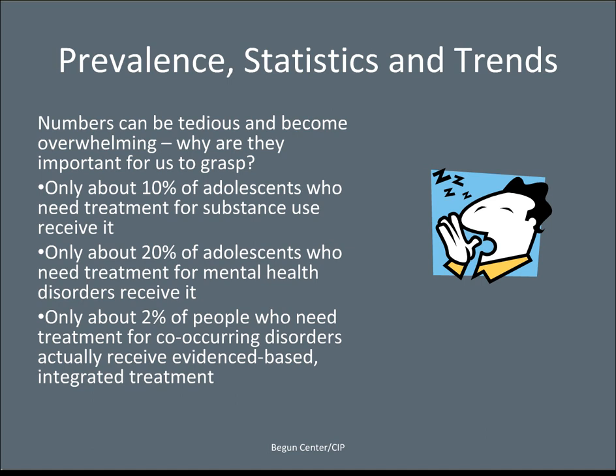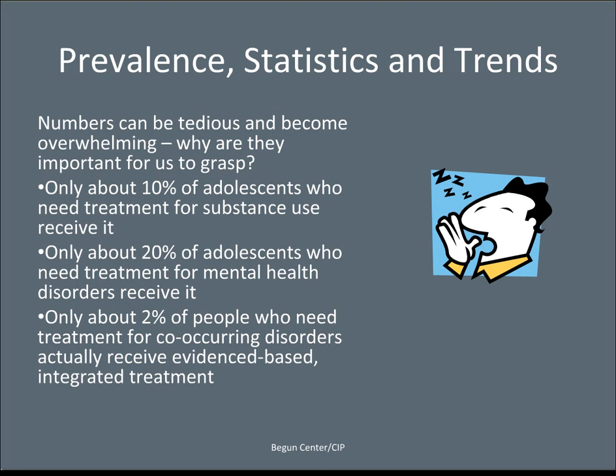But with this 2%, it's just paying attention to the way it's worded. Only about 2% of people who need treatment for co-occurring disorders actually receive evidence-based integrated treatment. Now, that does not mean that only 10% of kids who need substance use treatment get it, 20% for mental health get it, but only 2% that have both going on get it. That's not what that one is saying. That one says only about 2% of people who need both, and they need it in an integrated fashion, and that's something that we will talk about here coming up.